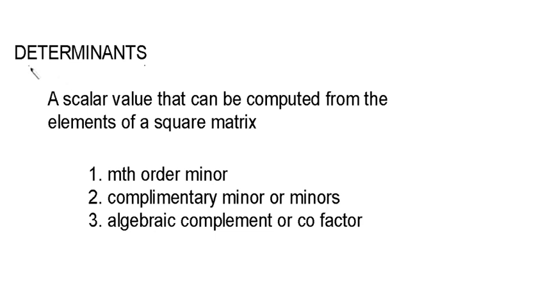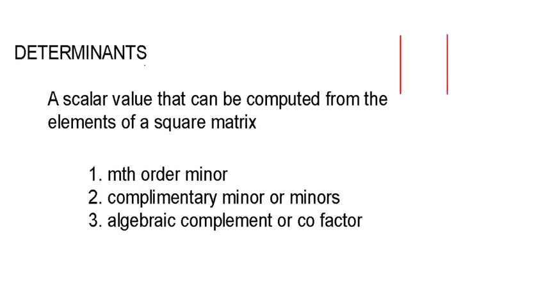So our lesson 3 for our subject is what we call the determinants. Determinant is a scalar value that can be computed from the elements of a given square matrix. When we say determinants, we use a symbol of two vertical lines. That is the symbol for our determinants.